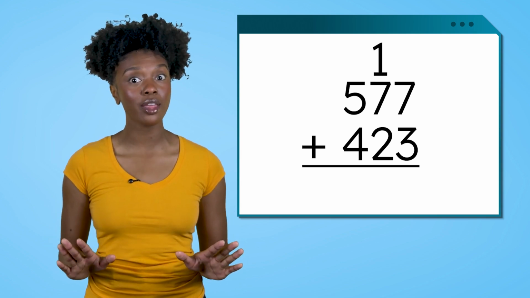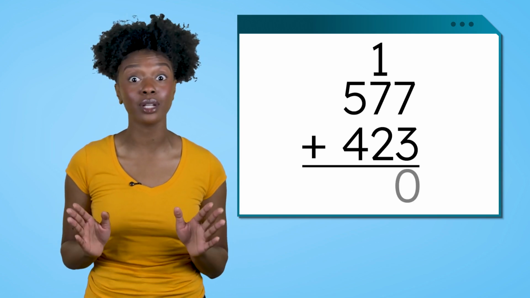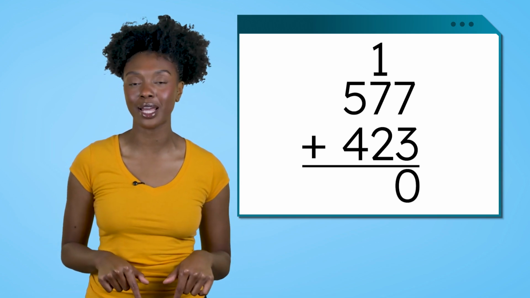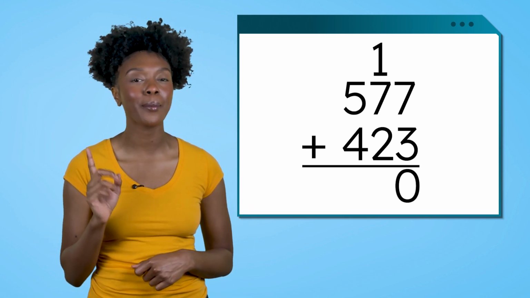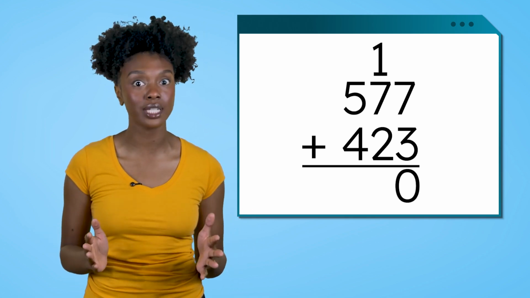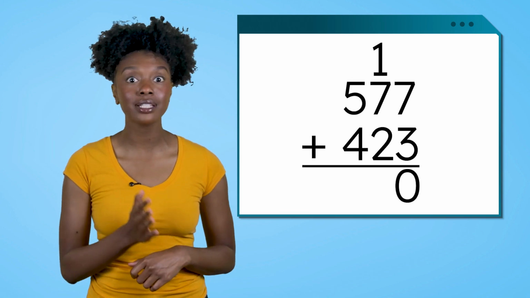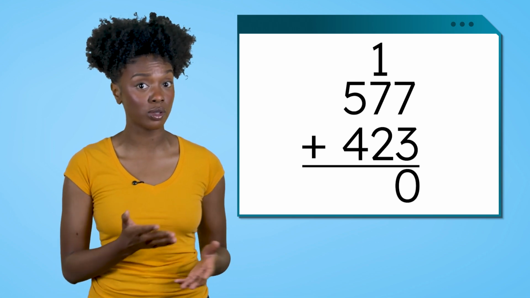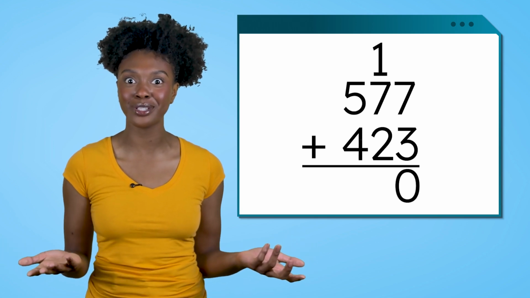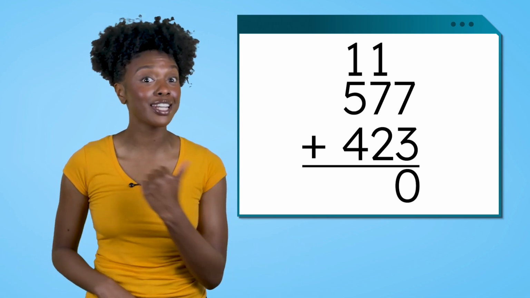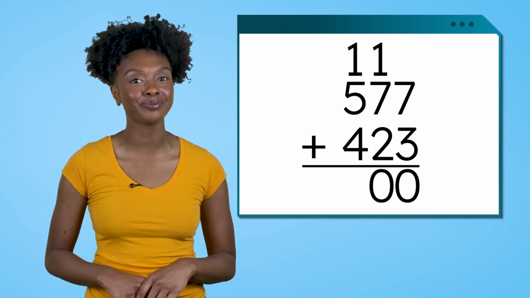After we regrouped, there were 0 ones left, so let's write 0 under the ones place. The tens place has the 10 we regrouped plus 7 tens plus 2 tens. 1 plus 7 plus 2 equals 10. We got 10 in this place value too. We've got to move it next door and bring down the 0.